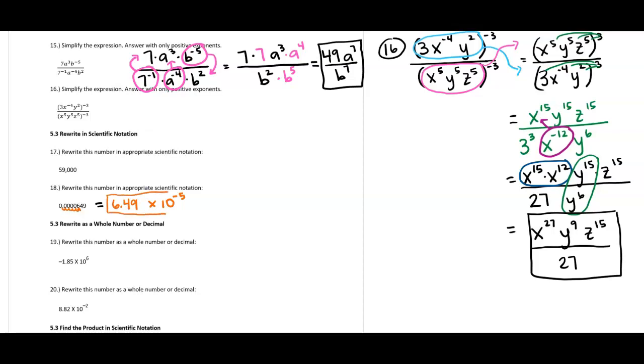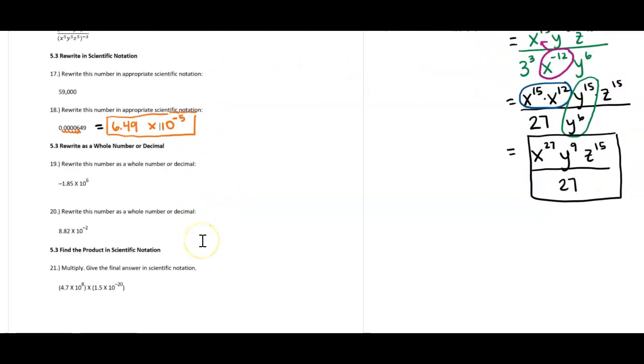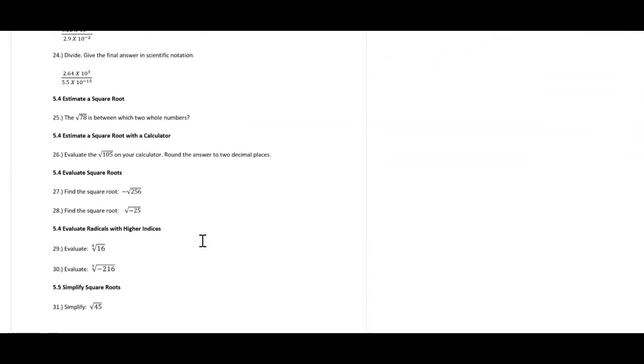So just remember some things about scientific notation, and do some reviewing over some of that scientific notation stuff. Let's do some square roots, and cubed roots, and fourth roots, and stuff like that.